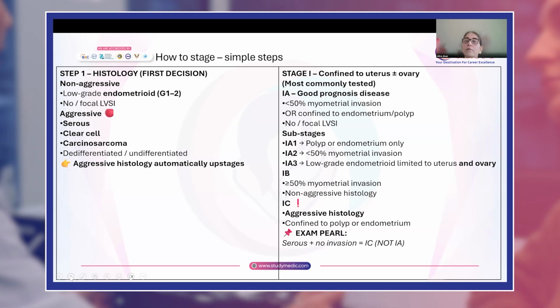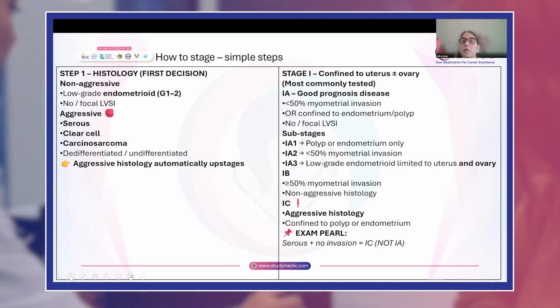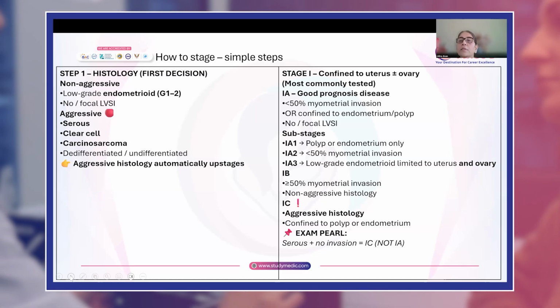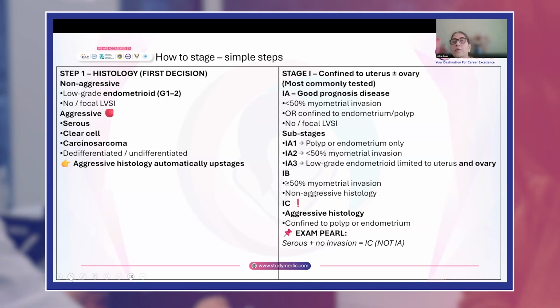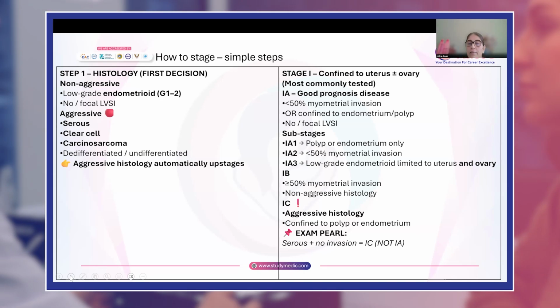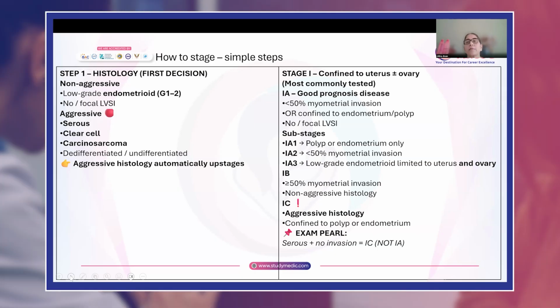Now, stage 1A3, again, low-grade disease, okay, specifically endometrioid, if it is limited to the uterus and ovary. Even though it has gone to the ovary, it is still low grade. It still becomes 1A3. Okay.